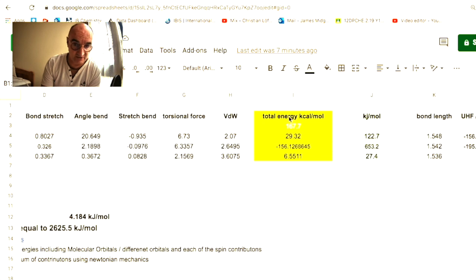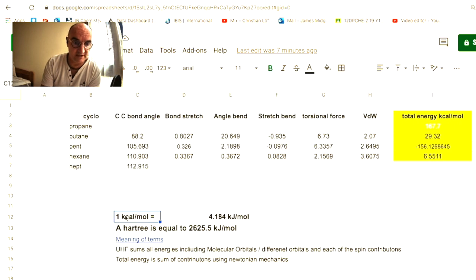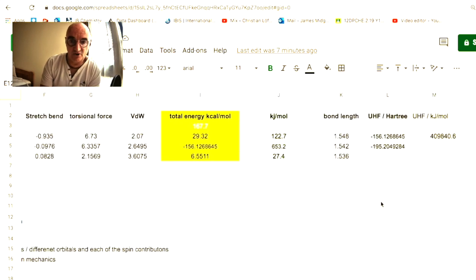We can do a quick calculation. Total energy, change it into kilojoules per mole. That's easily done. Kilocalories per mole to kilojoules per mole. 1 kilocalorie per mole is 4.184 kilojoules per mole. I can look at the bond length. Yes, I can get the bond length from ChemLibreTexts or the data book, I suspect, or anywhere, but it's nice to have that in there.